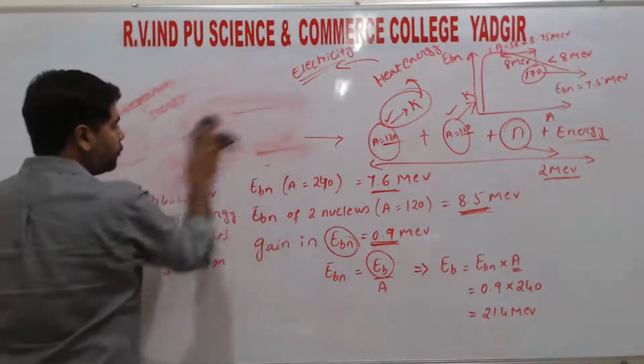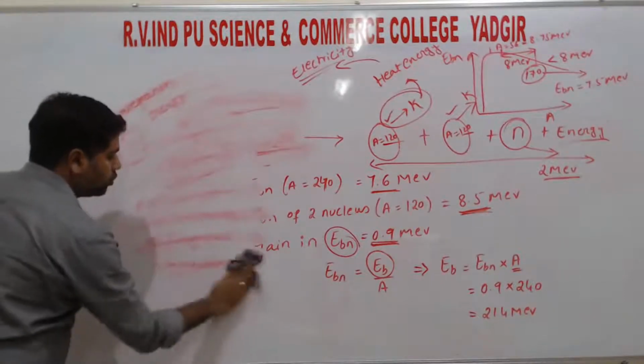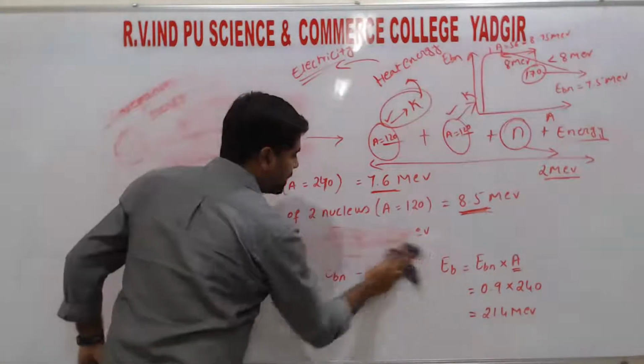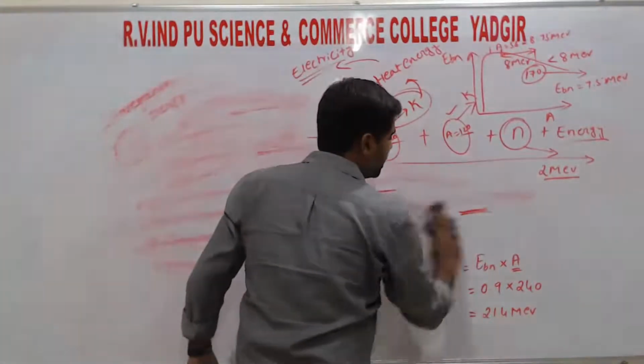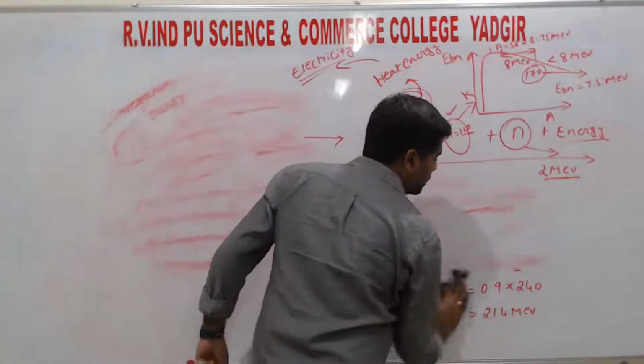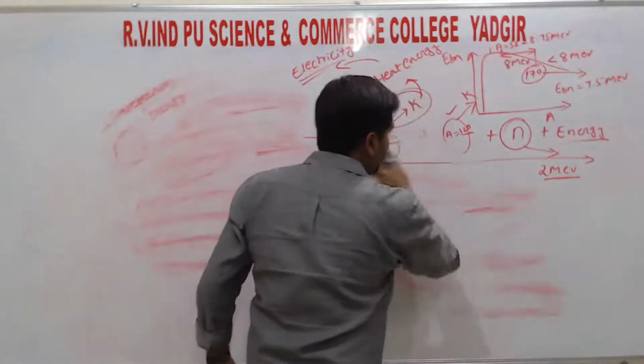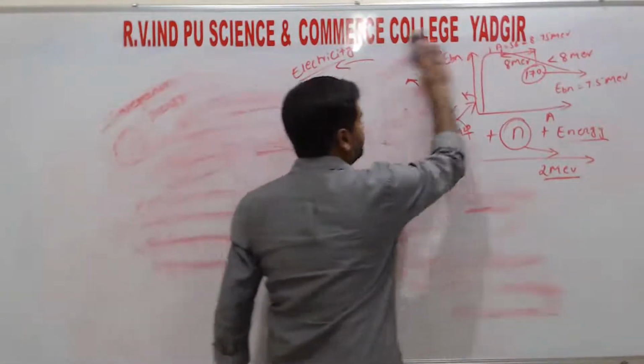So what is nuclear fusion? That is two or more lighter nuclei combined together to form a heavier nucleus. The energy is released in the process. That process we call nuclear fusion.